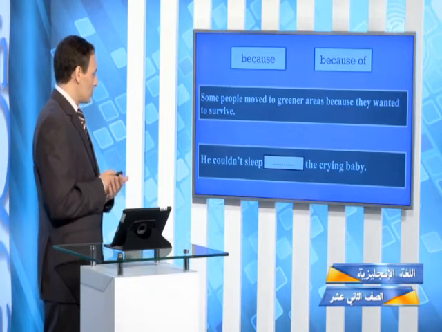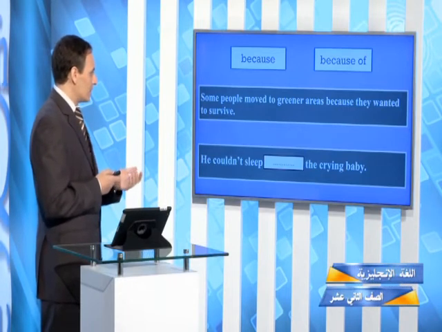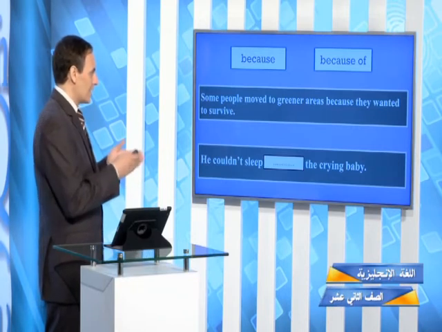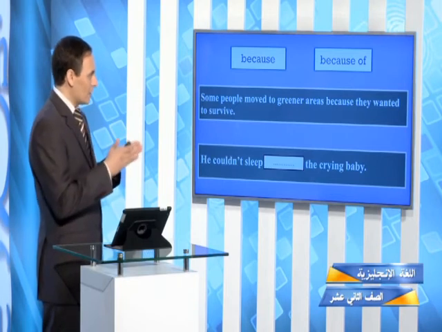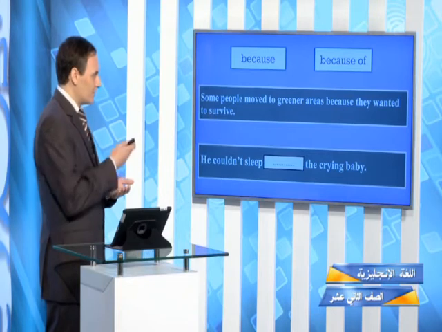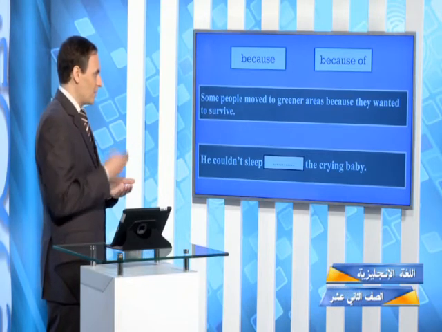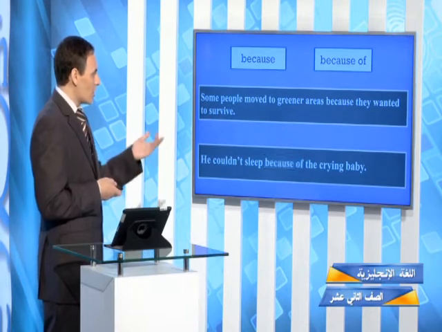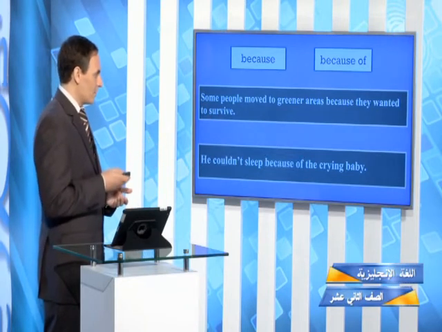In sentence 2, he couldn't sleep, space, the crying baby. The crying baby is a noun phrase, and the noun phrase is formed by an article, the, crying, which is here a gerund, and it functions as an adjective describing this baby. The baby is the head noun. So he couldn't sleep because of the baby, because of the crying baby.